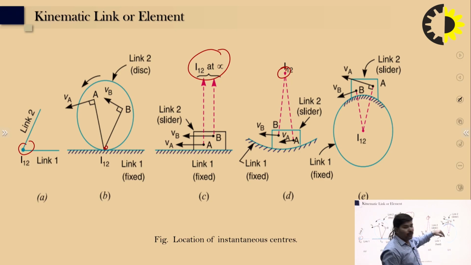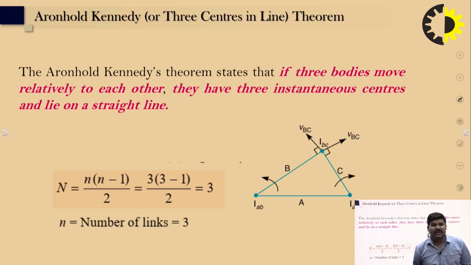If opposite in the direction, in the fixed and opposite way move, so that center of the point is called the instantaneous center. So these are the methods of the instantaneous centers, basically how we can find them out. An important part of this is that the equation N equal to n into n minus 1 by 2 is basically used through the Arnold-Kennedy theorem.